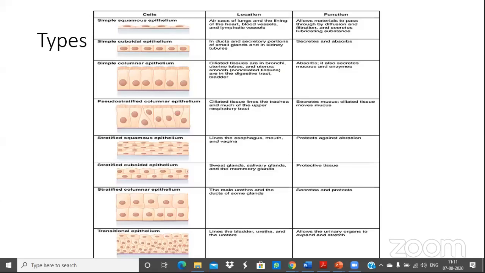Here you should remember two types of epithelial tissue. One is simple epithelium. The second one is stratified epithelium. Based on the shape of the cell, they are named squamous, cuboidal, columnar, and pseudo-stratified. If it is a single layer, simple columnar epithelium. Or if it is stratified, stratified columnar epithelium. These are some types of epithelial tissue.